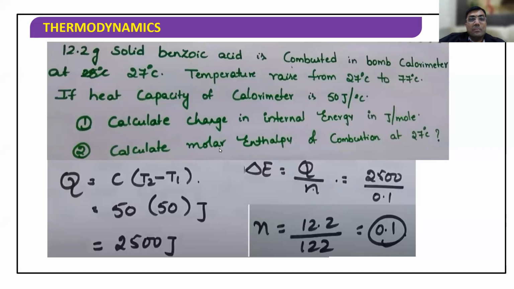Now how to calculate molar enthalpy? Delta H is equal to delta E plus delta N RT. Agreed or not? 27 degrees centigrade temperature is given. R you know. Delta E value you know, 25,000 joules. And what you have to find? Delta N. How to find delta N? C6H5COOH, benzoic acid, is a solid, plus O2 gives rise to CO2 plus water. You have to balance this reaction. Then you get the gaseous moles, minus one. You substitute here, you get the delta H. So delta E and delta H can be found out by using this principle. Any doubt?